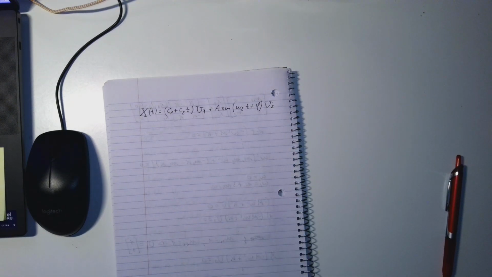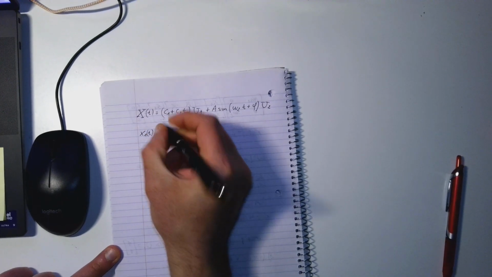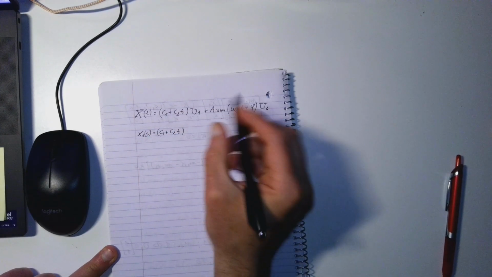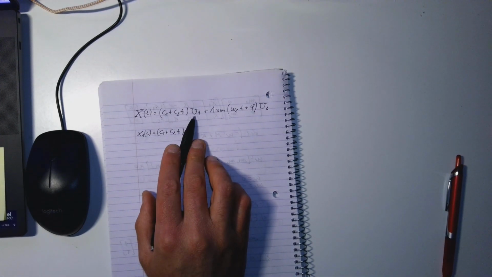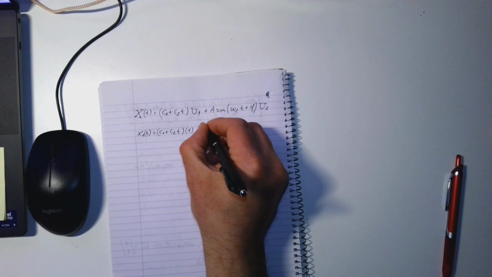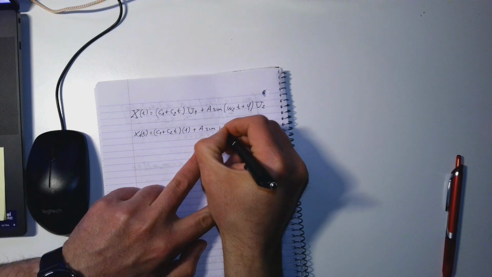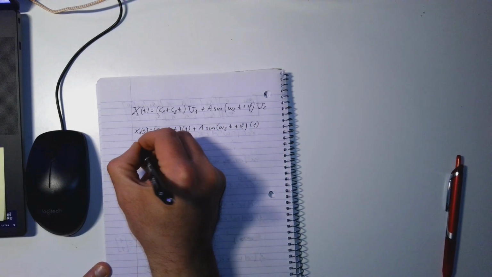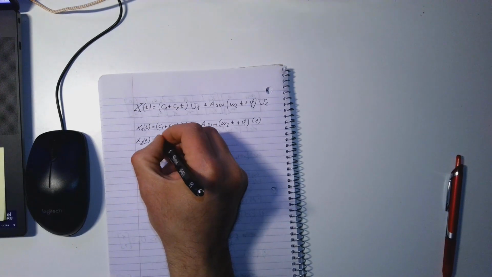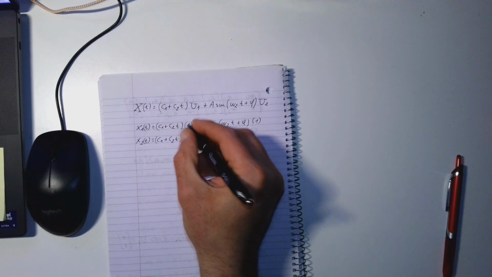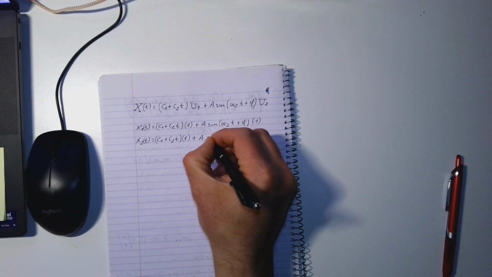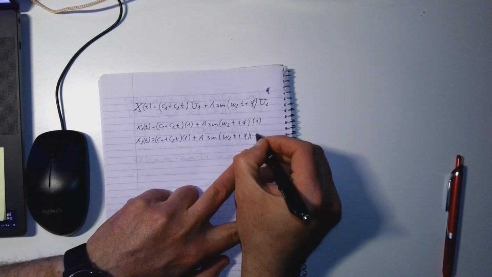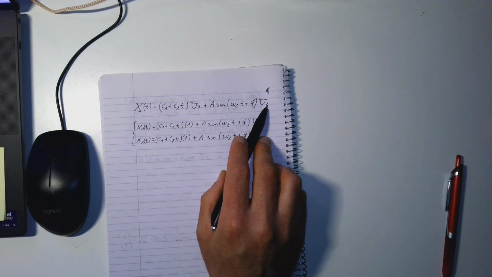Which means we have x1 of t equal to c1 plus c2t times 1, which was the first component of the first vector u1, plus a sine of omega 2t plus phi, also times 1, and then the second one, x2 of t equal to c1 plus c2t times 1 as well, plus a sine of omega 2t plus phi times negative 1, which was the second component of the second vector u.